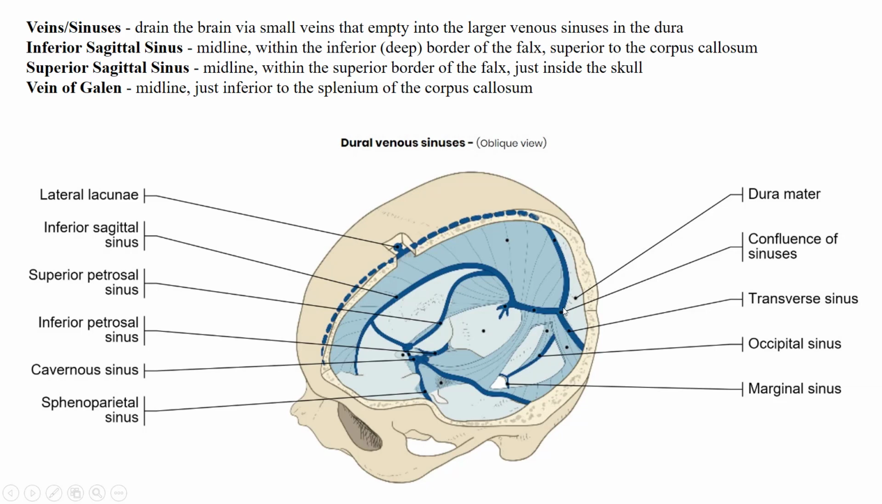And at the confluence then, the transverse sinus runs along the lateral aspect of the brain and more inferior aspect of the brain on either side. And we'll take a look at that in another view so that you're able to see that more clearly. So we've got the venous sinuses here. They drain the brain via the small veins first that empty into larger veins and sinuses. We went over the inferior sagittal sinus just superior to the corpus callosum, and then the superior sagittal sinus running along the most superior aspect of the brain.